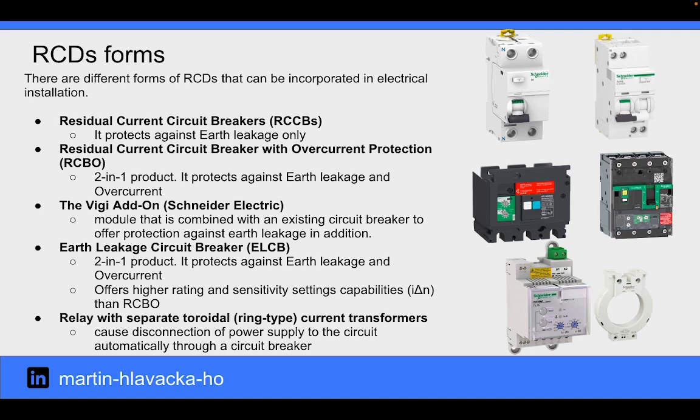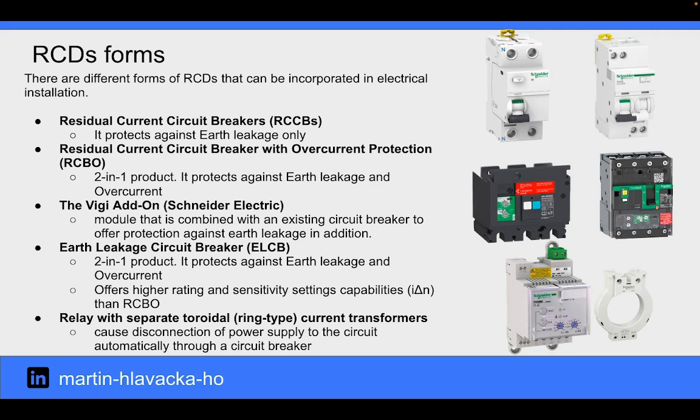The third form of RCD is the VG add-on, designed by Schneider Electric, a module that combines with an existing circuit breaker to also provide earth leakage protection. The fourth form of RCD is the earth leakage circuit breaker, or ELCB, which is a two-in-one product. It protects against earth leakage and overcurrent. The main difference with an RCBO is the higher sensitivity and rating settings capabilities.